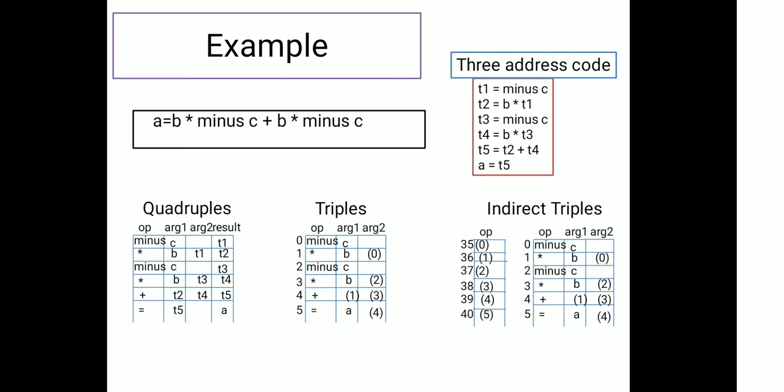The considered example is a = b - c + b - c. The three address code for that particular statement is this, and we are going to record the three address code into quadruple, triple and indirect triple. Quadruple has four fields: operator, argument 1, argument 2 and result. But in the triple, three fields are there: operator, argument 1, argument 2. And in indirect triple, we are going to store the pointers of that particular triple into separate memory locations. So this is a simple approach.